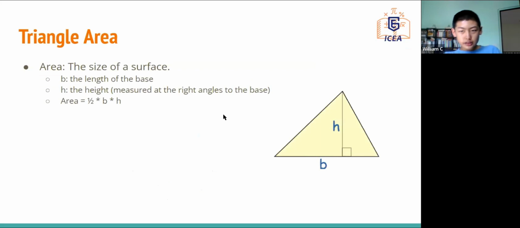Wait, first, let's talk about the area of a triangle. Area is the size of the surface. In a triangle, it is 1/2 times the base times the height. B is the length of the base, this length. Height is the length of the height, or this length. So area equals 1/2 times B times H.